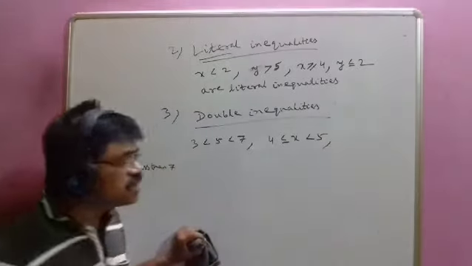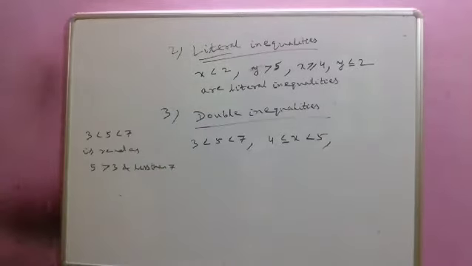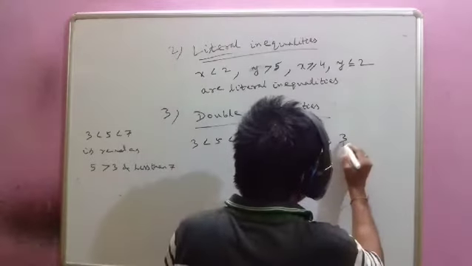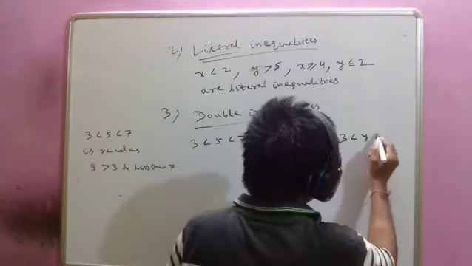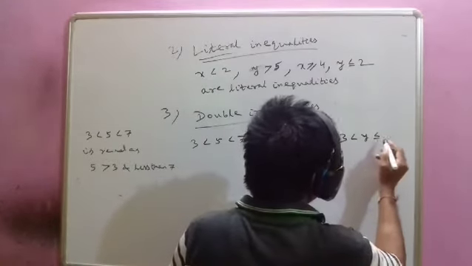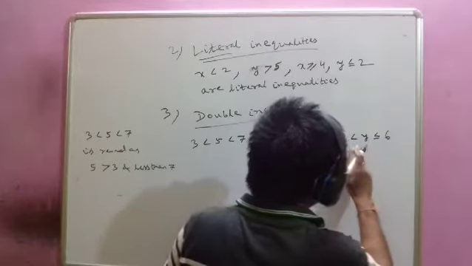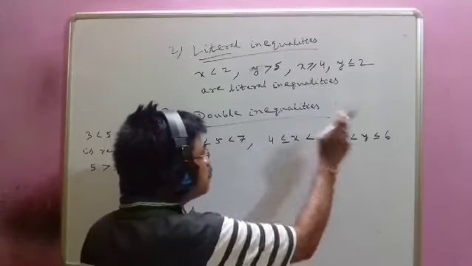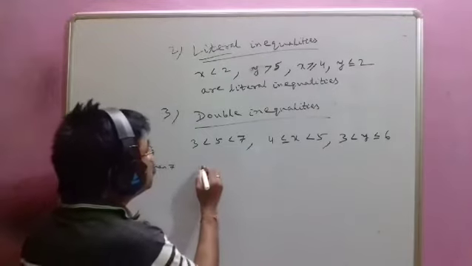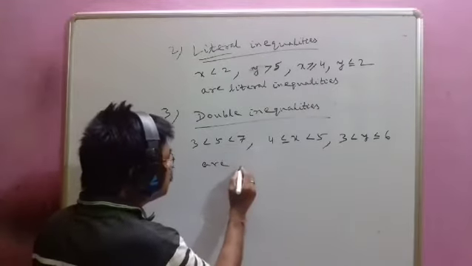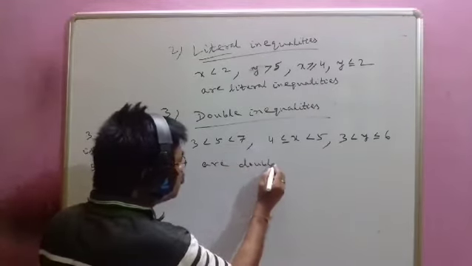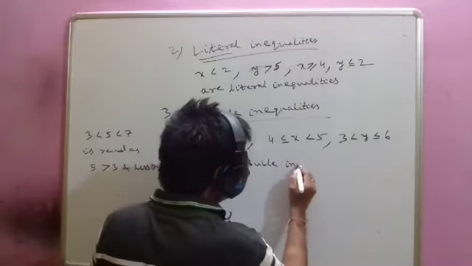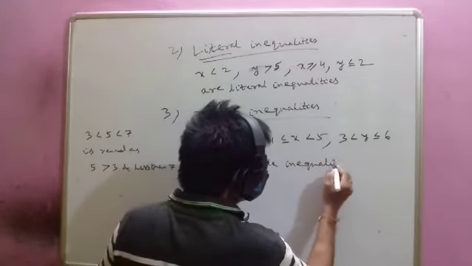Okay, and next another example you write. Suppose I say 3 less than y and less than or equal to 6. So this will be read y greater than 3 and less than or equal to 6. So these all are double inequalities.